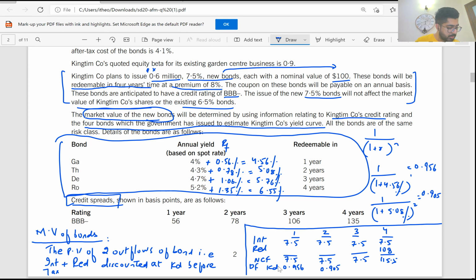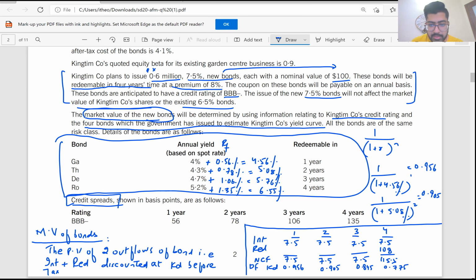Okay, for the third year, 1 divided by 1 plus R, 5.76%, and power N is 3. That gives 0.845. And for year 4, 1 divided by 1 plus R, 0.0655, 6.55%, power 4. That gives 0.775.